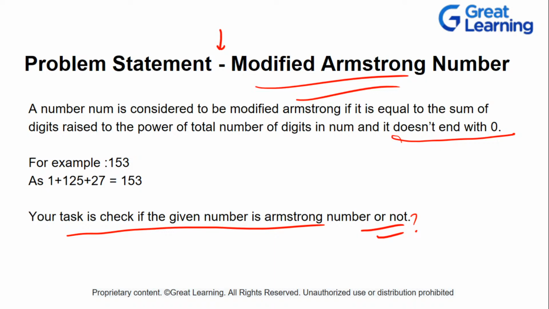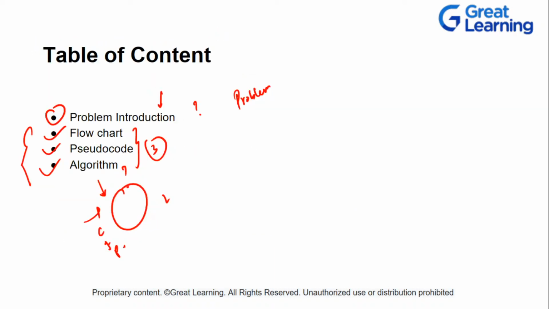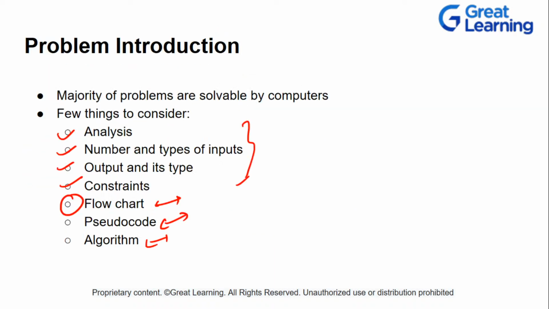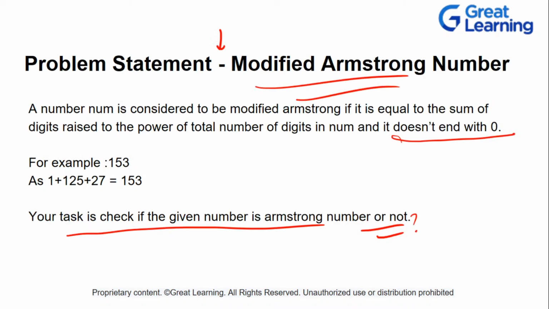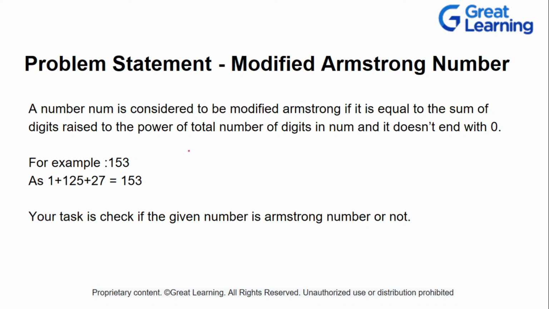So the first step was the problem introduction, the problem statement. This is the problem that was given to you. When I analyzed this problem, certain things were clear, but certain things were not clear, like the output and the range. So now the first step is reading out your problem. You have read it, and this is your problem.